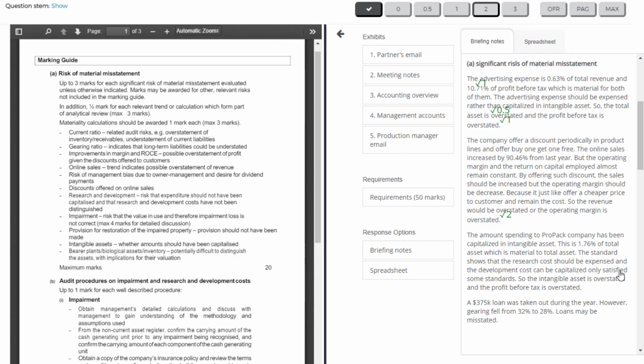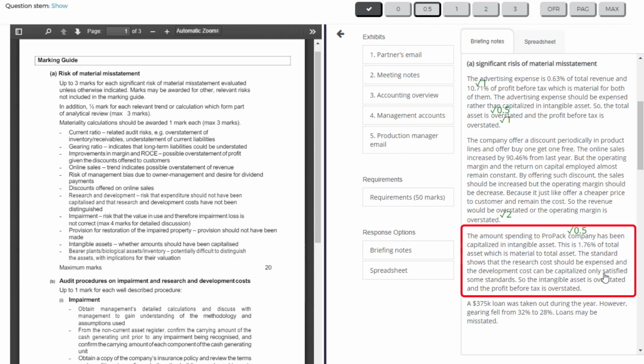What about the third point here? The amount spent on the ProPack company has been capitalised in intangible assets, and it talks about the amount that's being capitalised. The standard shows that research costs should be expensed and development costs capitalised only when certain criteria are satisfied. So the intangible asset is overstated and the profit before tax is overstated. Okay, now this materiality calculation here, because they've talked about the amount that's being capitalised in comparison to total assets. Reasonable materiality calculation. I'm going to give that a bit of credit, although it's only doing it in relation to assets rather than in relation to profits as well. So perhaps I'm only going to give that half a mark.